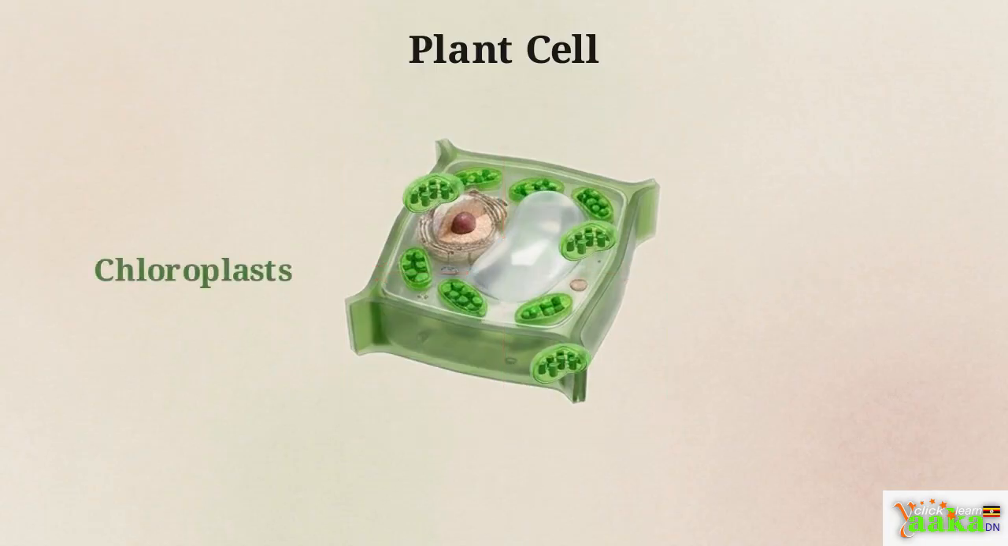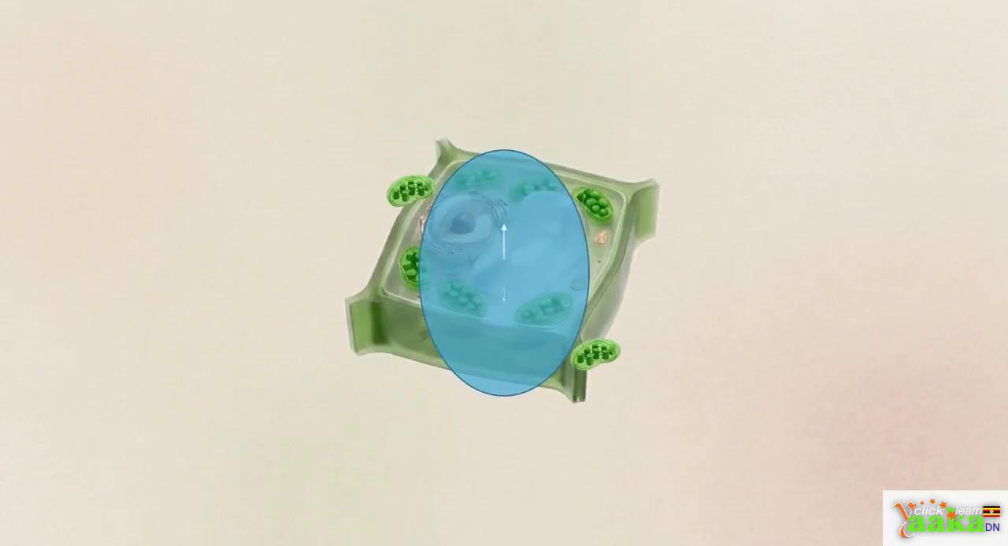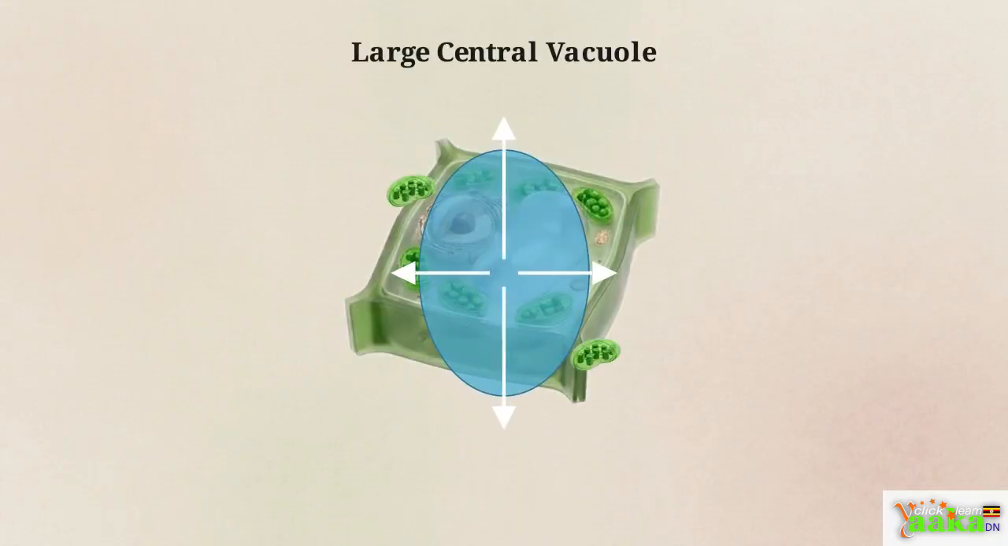The second upgrade is a set of microscopic kitchens called chloroplasts. Since plants cannot hunt for food, these structures trap sunlight to manufacture their own meals directly from the air and water. Inside these chloroplasts is a special pigment known as chlorophyll. This specific chemical is the reason why most plant leaves appear bright green. The final upgrade is this massive storage tank taking up the middle, called the large central vacuole. It holds water and sap, keeping the inside completely firm so the plant can stand tall against gravity.